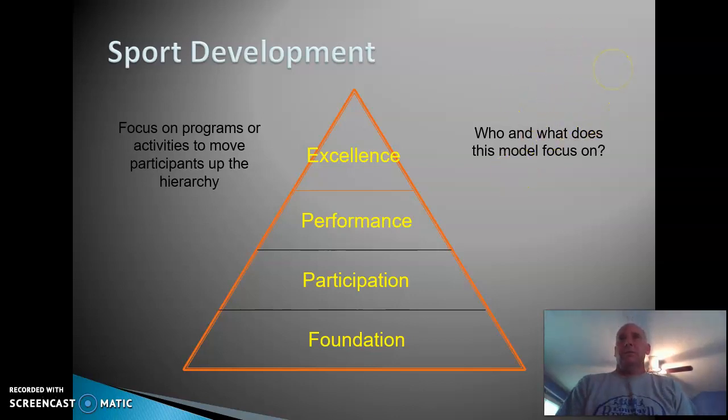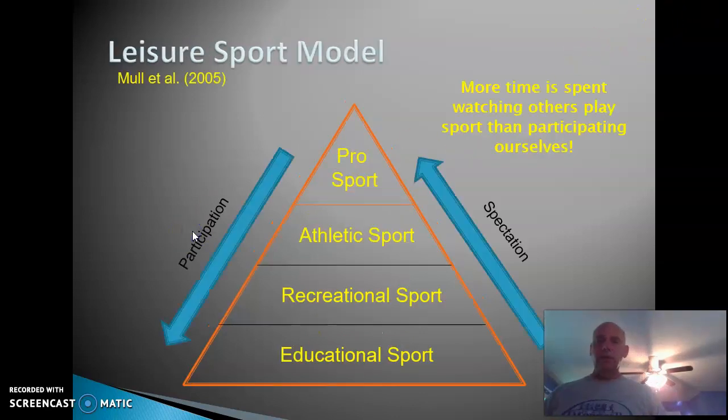Okay. And so one of the things we have to think about is, what is our purpose? Are we going to try to be foundational? Are we trying to be participation? Are we trying for performance? Okay, we have to have an understanding of where our participants are on this model as we move forward. And it shouldn't always be about the excellence in performance. The leisure sport model, or recreational sport model, that was proposed by Maul, looks at it this way. And it's looking at it very similar to what we saw in that other one.